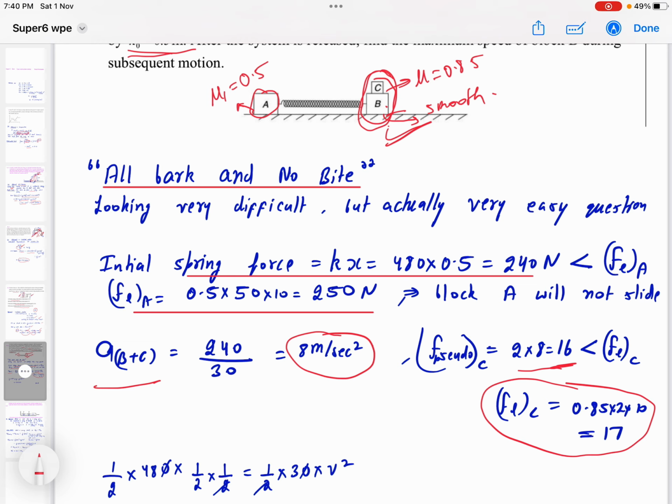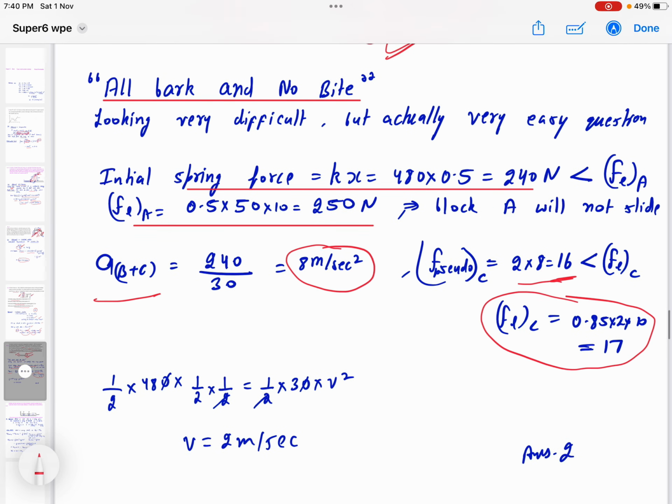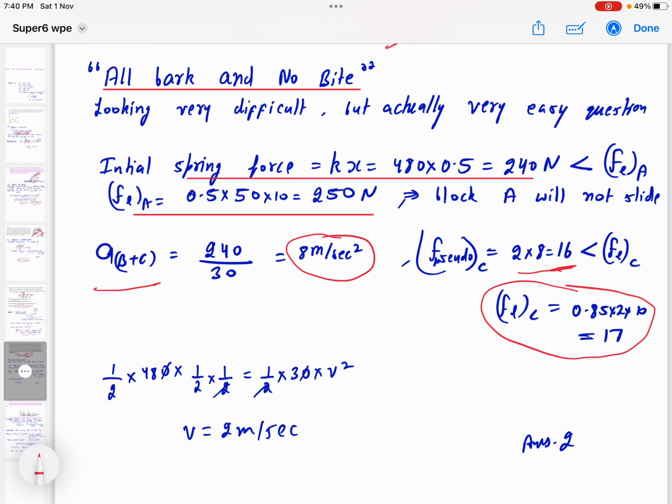It means later on the pseudo force will decrease only. So it is just behaving like a spring block system, and that also an easy spring block system. So easily I am doing energy conservation. Initial potential energy of the spring is equal to final kinetic energy of both B and C. So by that I am getting V as 2 meter per second exactly.